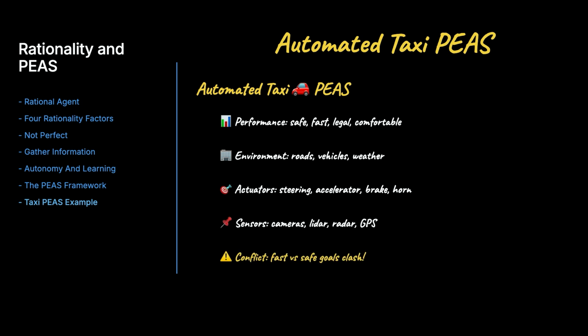Its performance measure includes safe, fast, legal, and comfortable trips. Its environment is roads, vehicles, pedestrians, and weather. Its actuators are steering, accelerator, brake, and horn. Its sensors are cameras, LiDAR, radar, and GPS. Notice how the goals conflict since fast pulls against safe.